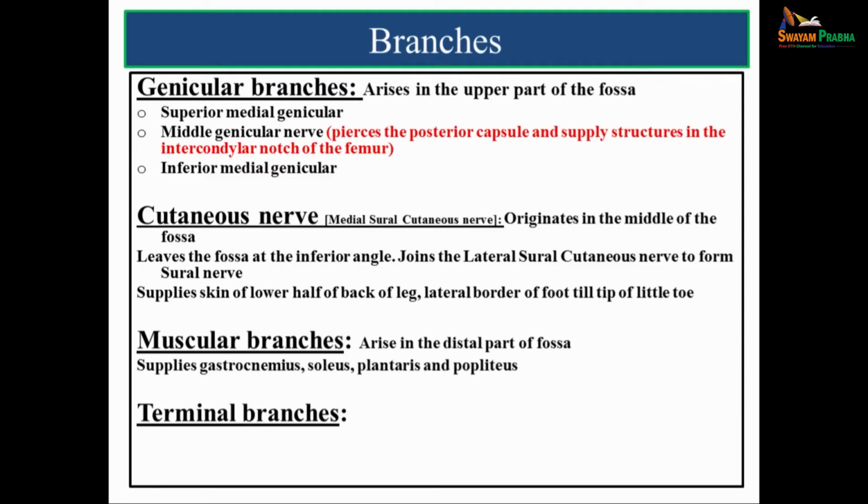The muscular branches arise in the distal part of the fossa. They supply the gastrocnemius, soleus, plantaris and popliteus. And the terminal branches, which are not concerned with the popliteal fossa, are the medial and lateral plantar nerves.